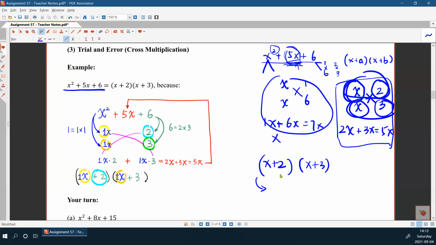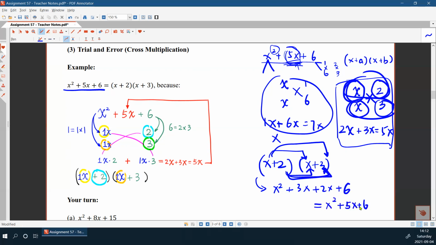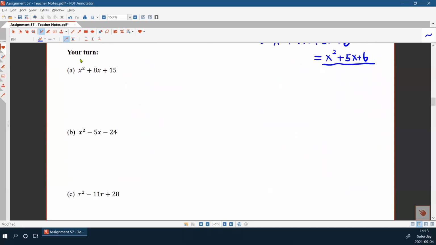If you verify the result, you can just expand this to x squared plus 3x plus 2x plus 6, right? Which is x squared plus 5x plus 6, exactly the same as the original expression. So that means our factoring here is correct. Do you understand?